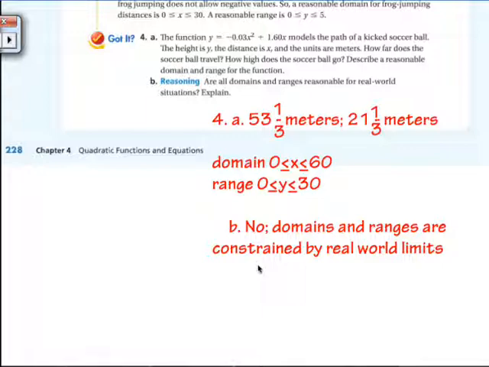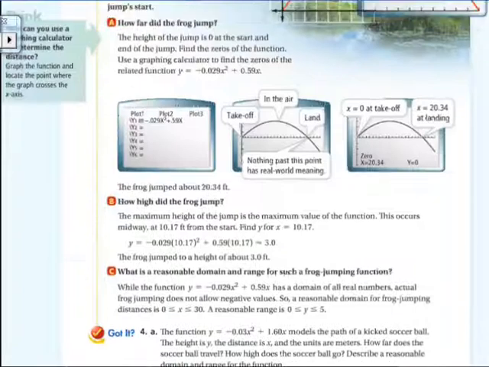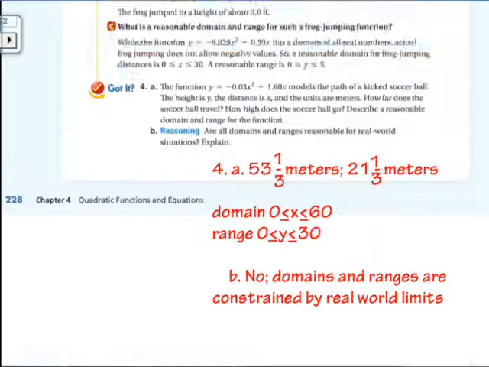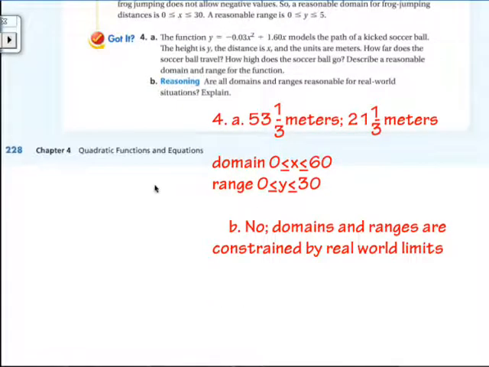For part B, no, domains and ranges are constrained by real-world limits, and so that references basically what we were talking about up here, where the range would have to stop here because the frog isn't going to jump through the earth. Okay, that's it for the notes. Real brief, real easy. I will see you guys next time.